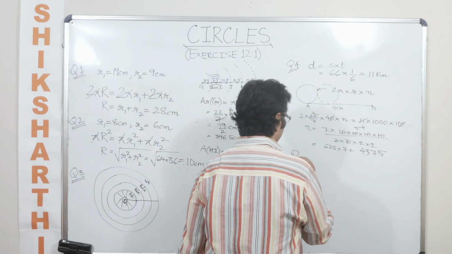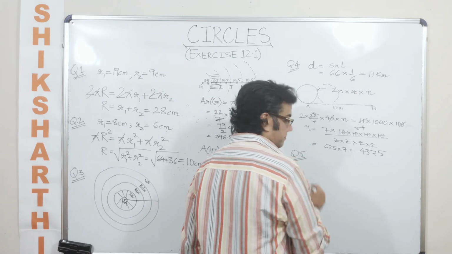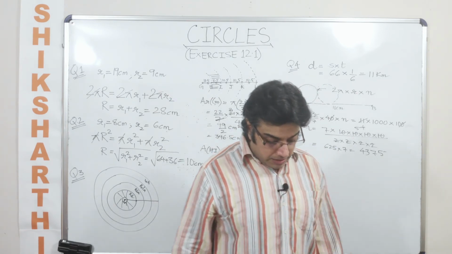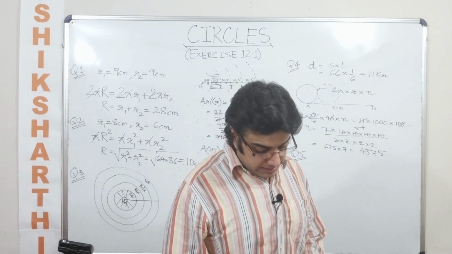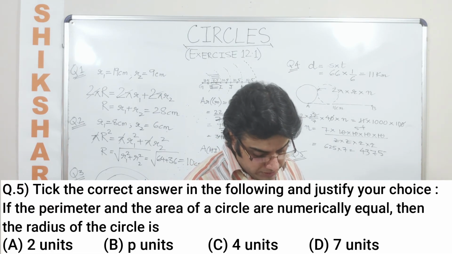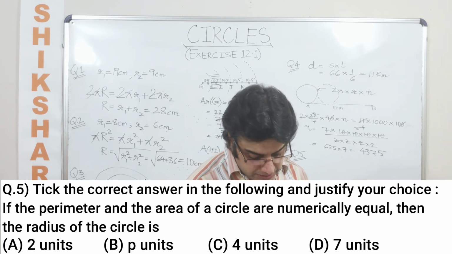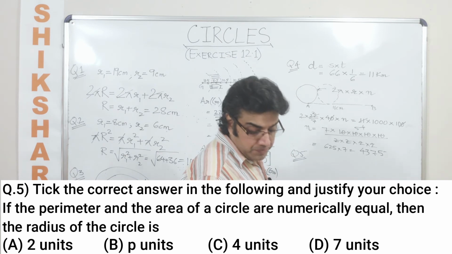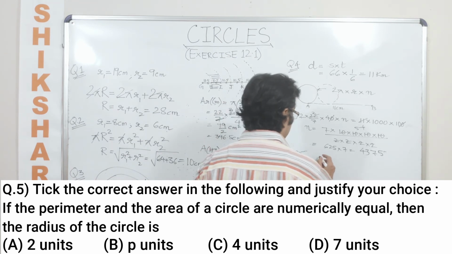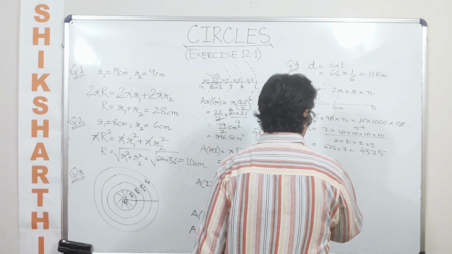Let's move on to question number 5. So question number 5 finally says, tick the correct answer in the following and justify your choice. If the perimeter and the area of a circle are numerically equal, then the radius of the circle should be how much? The perimeter is equal to the area of the circle.